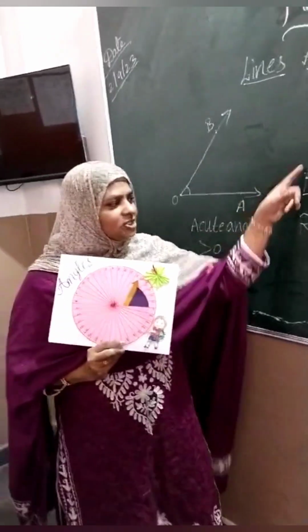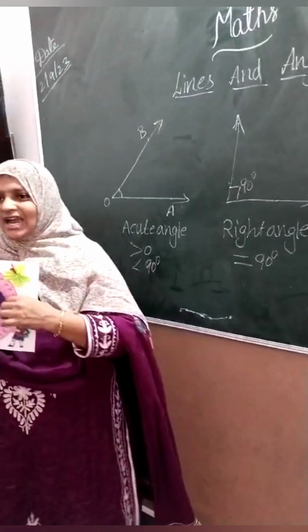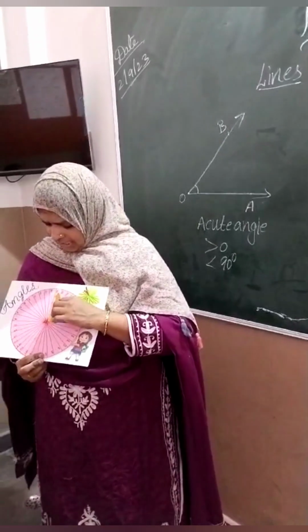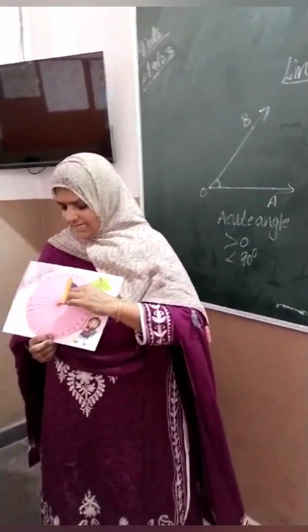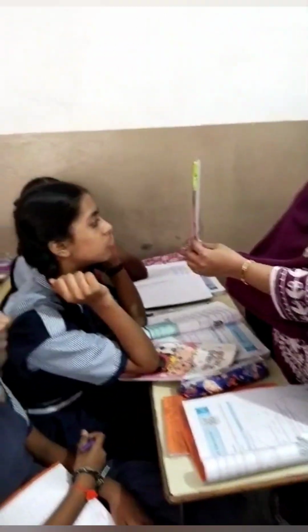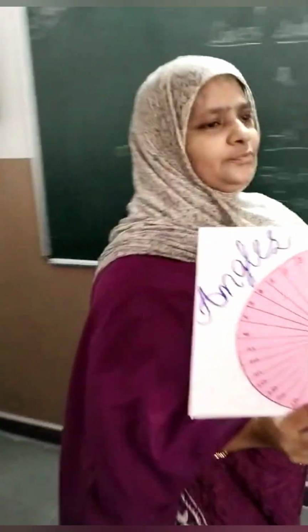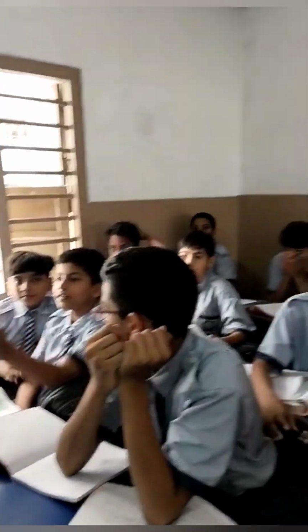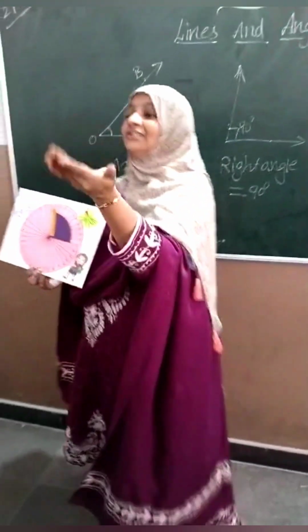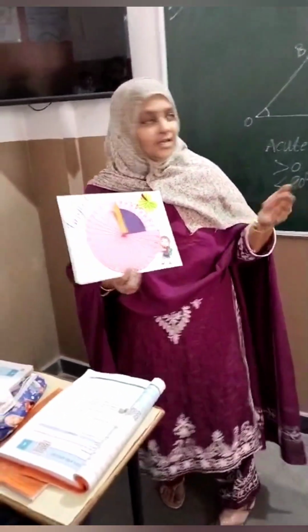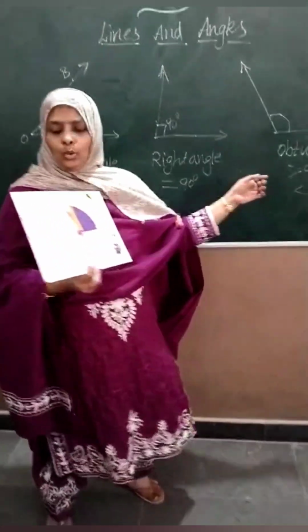If the angle measure is equal to 90 degrees, where is 90? See here, 90 is here. So we consider that angle 90 degrees. Is it 90 degrees? Yes. So if the angle measure is 90 degrees, we call that angle a right angle. Next, if the measure of the angle is greater than 90 degrees and less than 180 degrees.